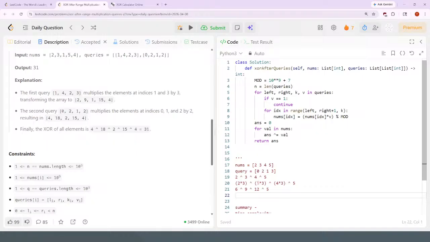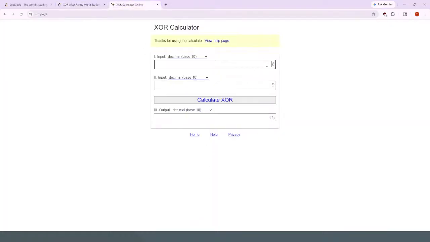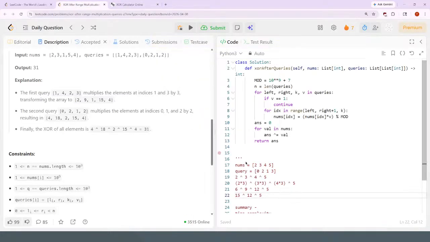2 times 3 is 6. What am I thinking? So this becomes 15 XOR 12 XOR 5. So 15 XOR 12 is 3. Interesting. 3 XOR 5.